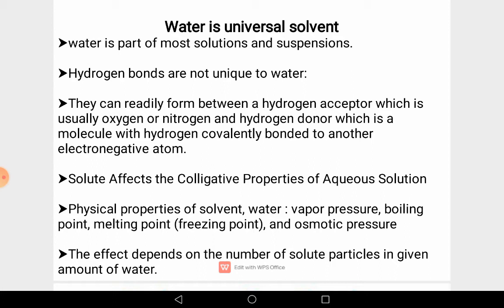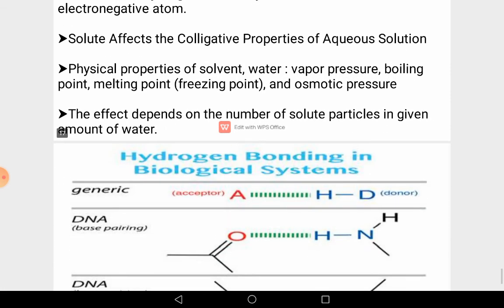Hydrogen bonds are unique to water. They can readily form between a hydrogen acceptor, which is usually oxygen or nitrogen, and a hydrogen donor, which is a molecule with hydrogen covalently bonded to another electronegative atom. Solute affects the qualitative properties of aqueous solution. Physical properties of a solvent like water: vapor pressure, boiling point, melting point, freezing point, and osmotic pressure. The effect depends on the number of solute particles in a given amount of water.